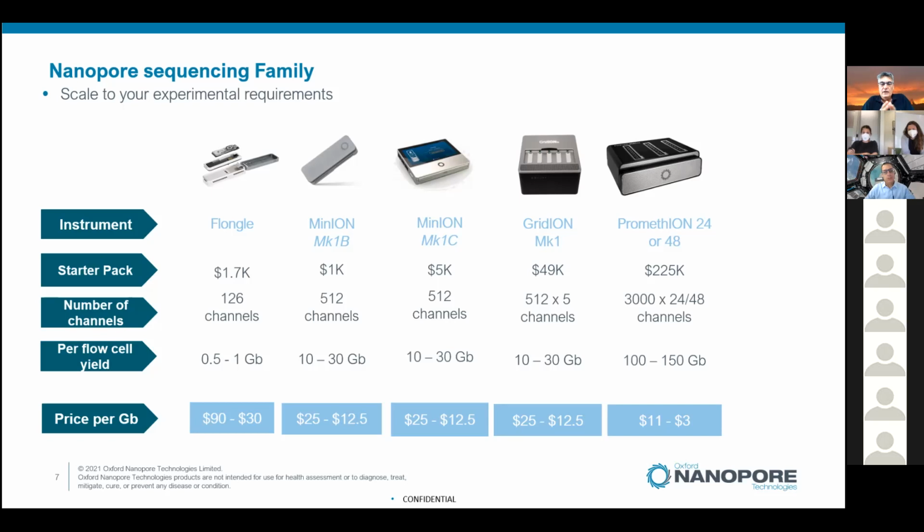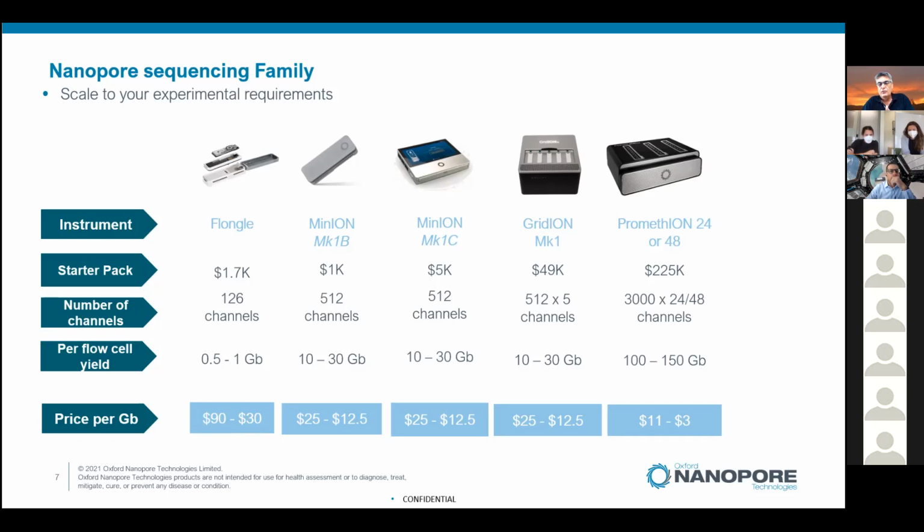So the other two systems, the Mark 1C and the Mark 1, have built-in GPUs. The Mark 1C is a single flow cell system with a built-in GPU for base calling and a touch screen for system control. And the GridION has a 5-position deck for 5 flow cells and has a powerful GPU for real-time base calling of those during the run.